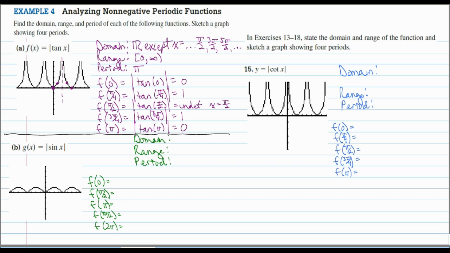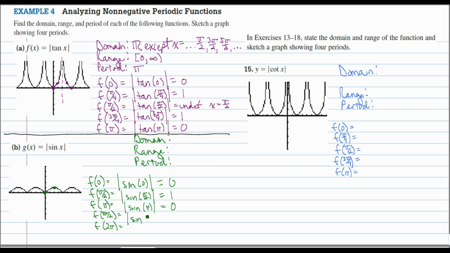Now example 4b wants to look at the absolute value of the sine function. I'm going to approach that the same way for note purposes. The absolute value, I should change to green. The absolute value of the sine of 0. The sine of 0 is 0, absolute value of 0 is 0. There's your point, 0, comma 0. The absolute value of the sine of pi over 2 is the absolute value of 1, pi over 2, comma 1. F of pi is going to be the absolute value of sine of pi. Sine of pi is 0, absolute value of 0 is 0.